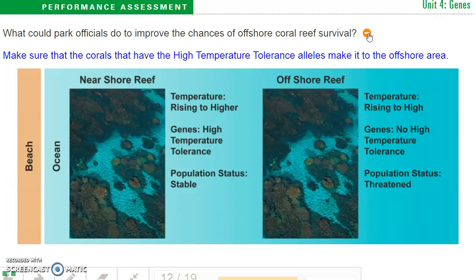Okay, maybe you thought of this, but this could be something you could do if you're a park official. Make sure that the corals that have the high temperature tolerance alleles make it to the offshore area. I want you to start thinking about how you could make that happen.